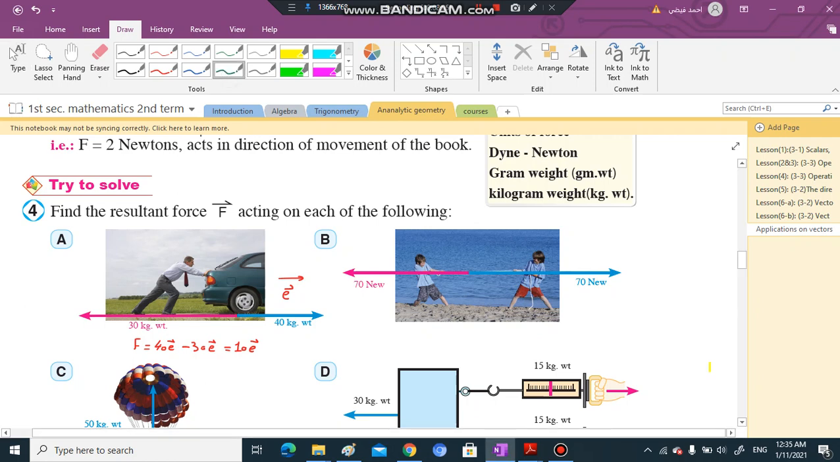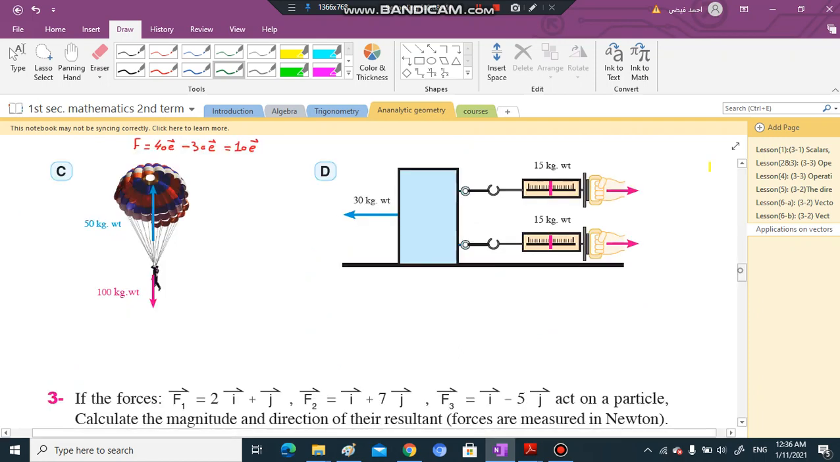In example B, we can take the unit vector E in the direction of any force, so we'll take it in the direction of the 70 newtons. So the resultant force F will be 70E minus 70E, so it will be the zero vector or O vector, because the two forces are equal but one of them is in the opposite direction.